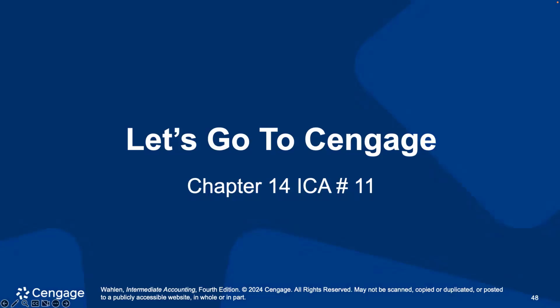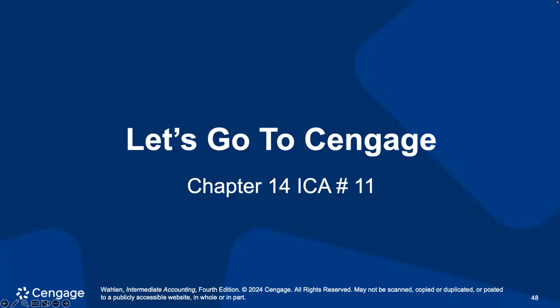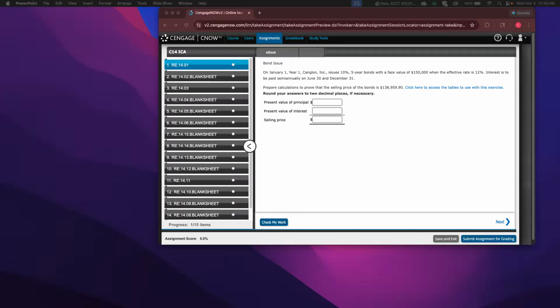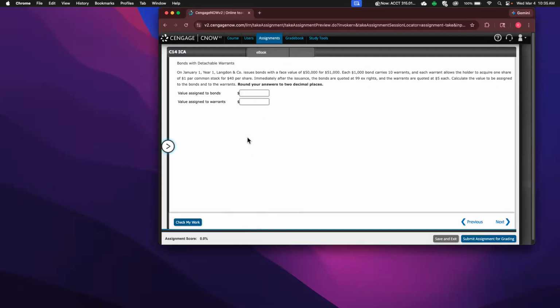Let's go to an example. This always works better when we have an example. We're doing number 11 over here. And we're just trying to figure out the amount attached to our bonds and the value assigned to our warrants.